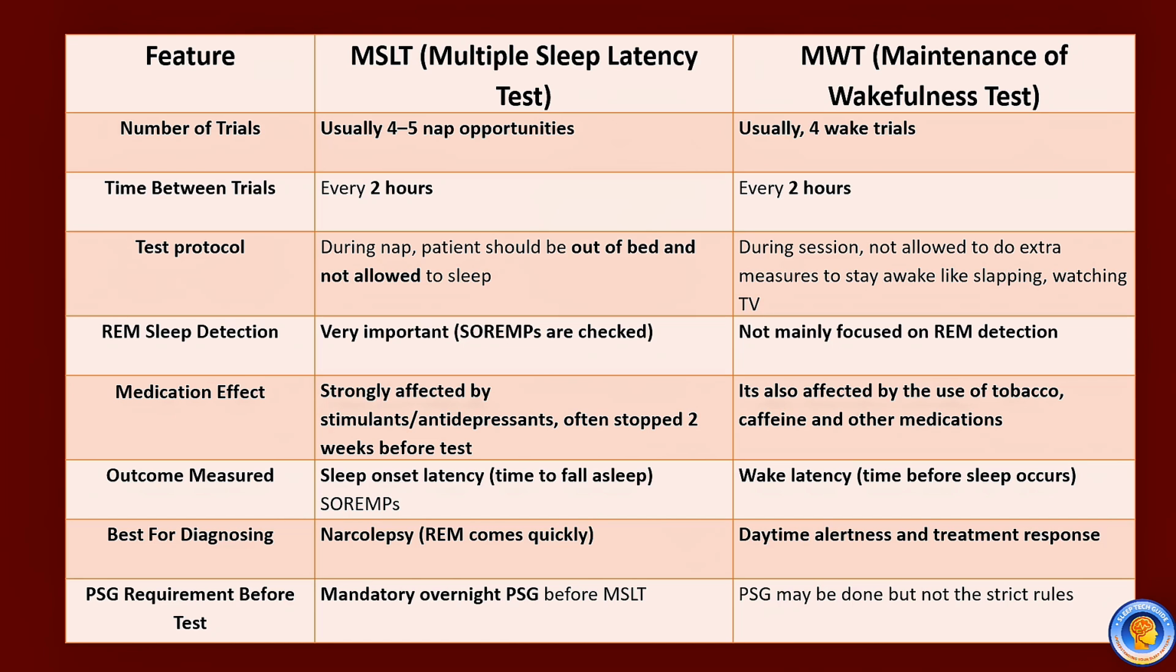One measures sleep onset latency, how fast sleep begins. The other measures wake latency, how long the patient can resist sleep. Again, sleep tendency versus wake ability. Clinically, the nap test is best for diagnosing narcolepsy because REM appears quickly. The wakefulness test is best for daytime alertness and treatment response.